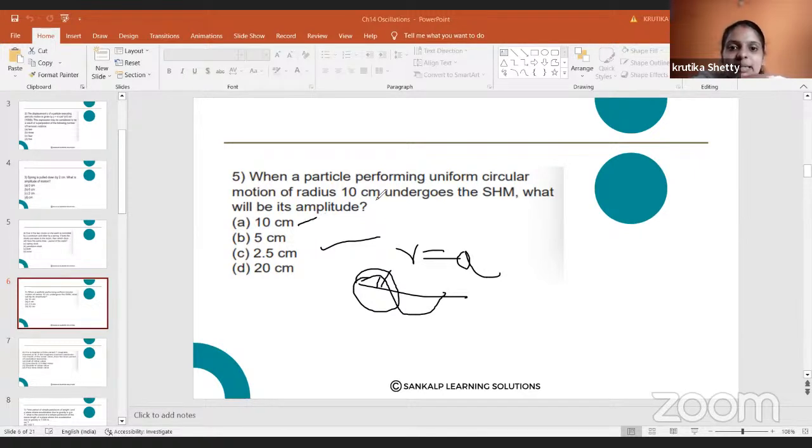Radius is given as 10 centimeter. I thought it is 5 centimeter given. It is 10 centimeter. Option A. Who all have given the option A? That is right. Sorry. Yes. Amplitude and the radius are equal in this given case. Therefore, it is 10 centimeter itself.